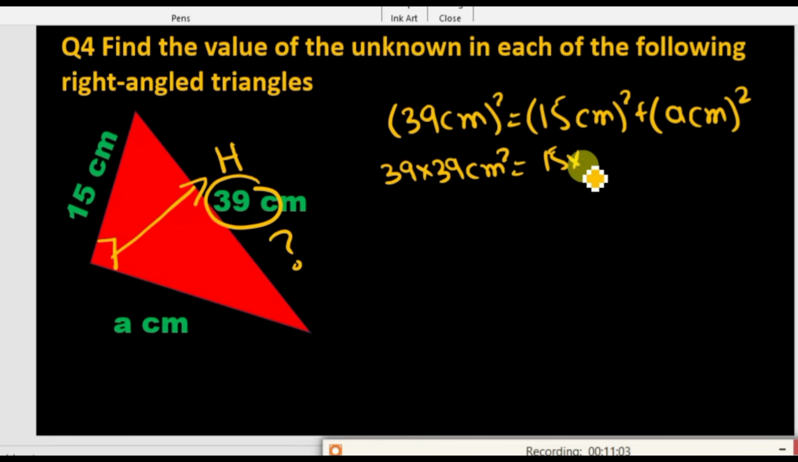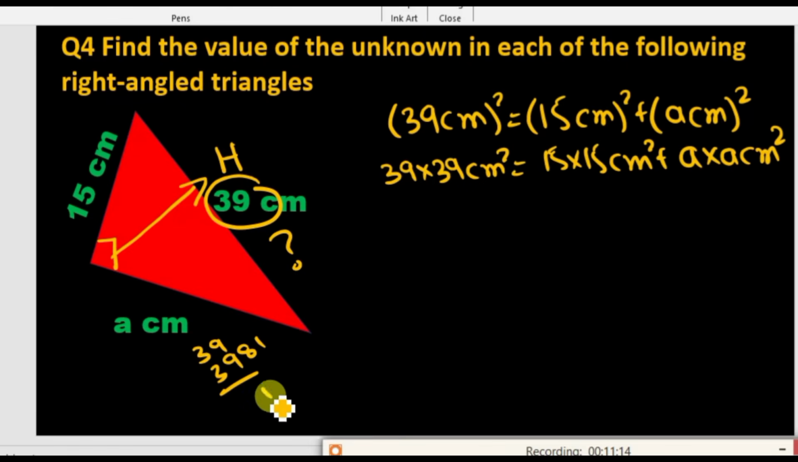15 multiply 15 centimeter square and a multiply a centimeter square. 39 multiply 39, you can solve it. 39 times 39, 9 nines are 81, 9 threes are 27, and so on. The answer is 1521.